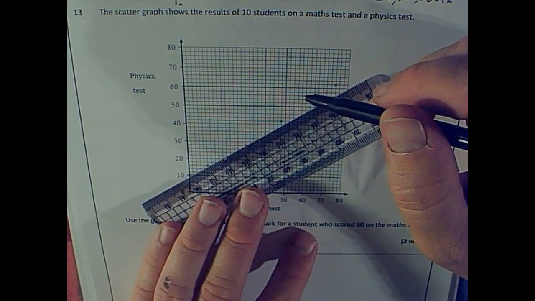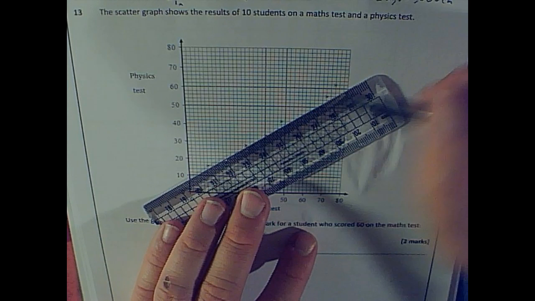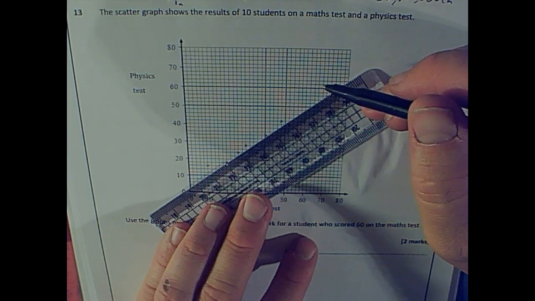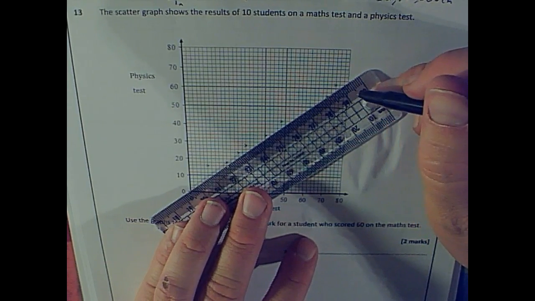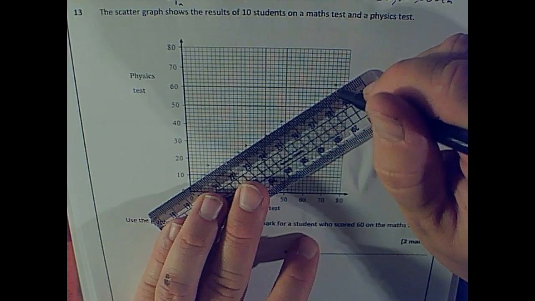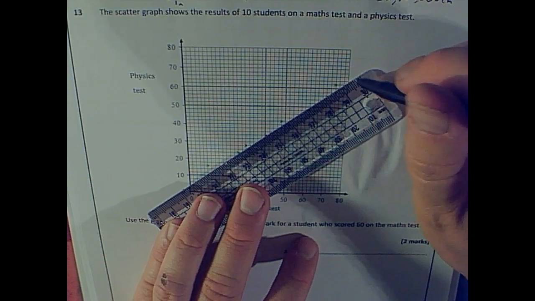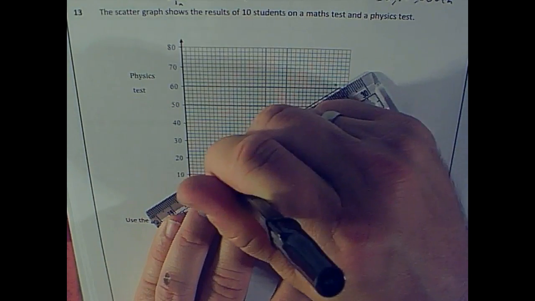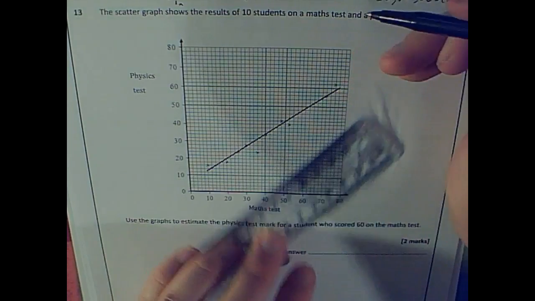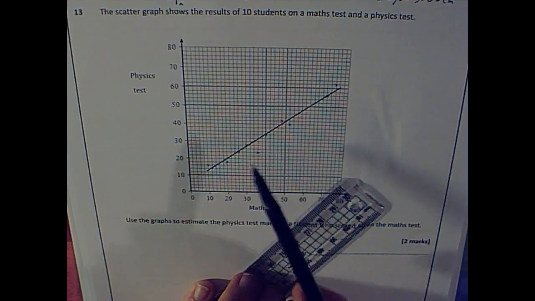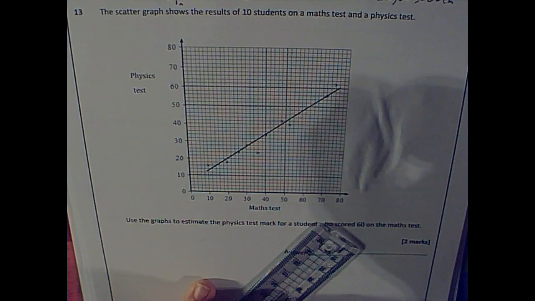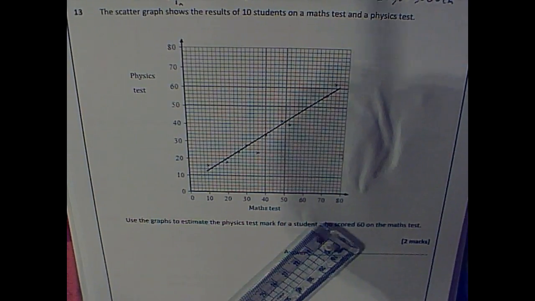It's quite useful to have a clear ruler to help with that, rather than a white plastic one that you might get, or you certainly would probably get if you borrowed one in the exam. So I'm going to draw my line of best fit roughly through those, like that. I don't want to continue it down here. I don't know what's going on here, so I'm just going to leave it like that. And I'm fairly happy with that line of best fit in general.